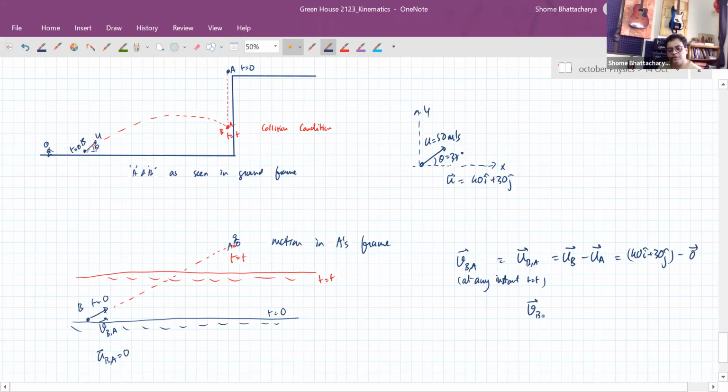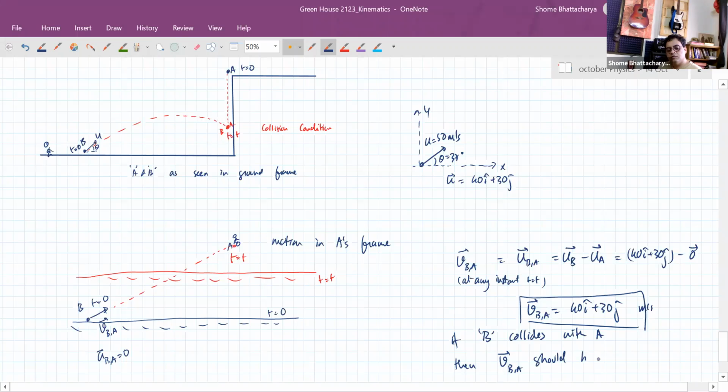Okay, so the velocity of B with respect to A should be 40 i cap plus 30 j cap in meters per second. Okay. So now the thing is that if you can see in this diagram, what I'm saying over here, if B collides with A, okay, then the direction of this vector should be along the line BA. It should be along this line from B to A. It should be along this line, basically. Okay. So this line is such that this is 60 meters and this is 80 meters.